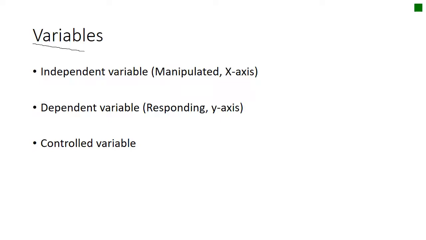Variables are very important. There are three variables that we need to worry about. The first is called the independent variable. It's also called the manipulated variable. And when we graph it, it's always on the x-axis. Look at the name: manipulated, right?